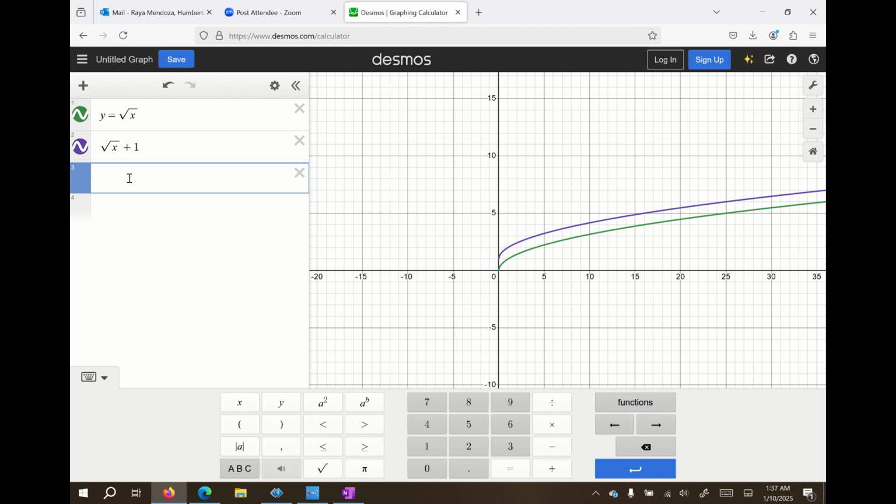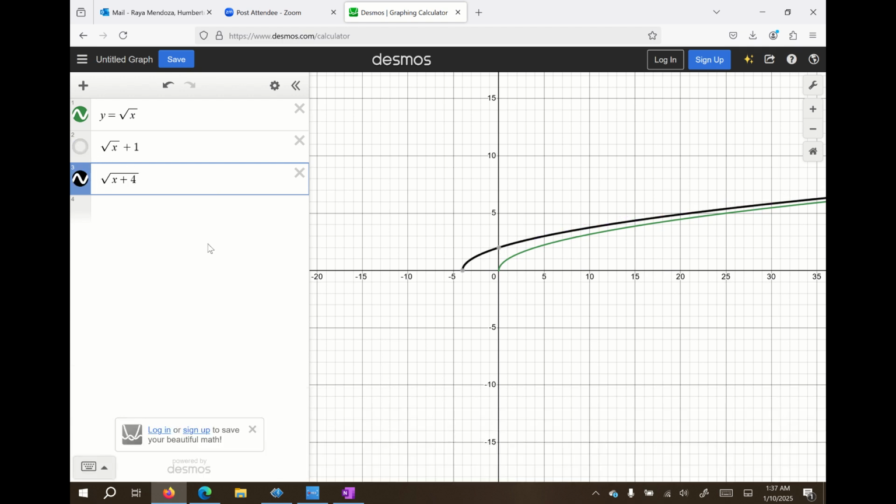I could then take a look at the square root of x plus 4. So the green graph is the original square root of x, and the black graph is me taking that green graph and shifting it over to the left 4 units.